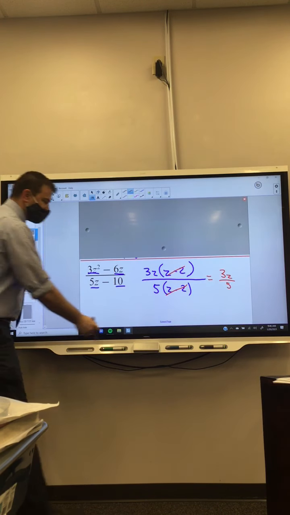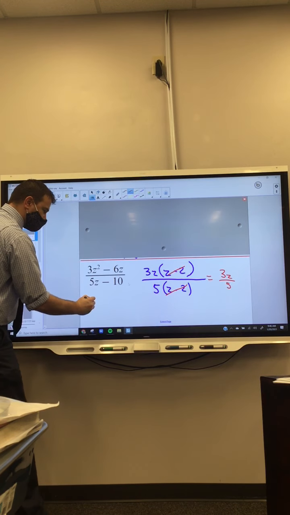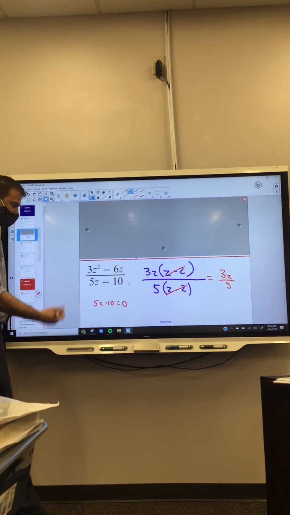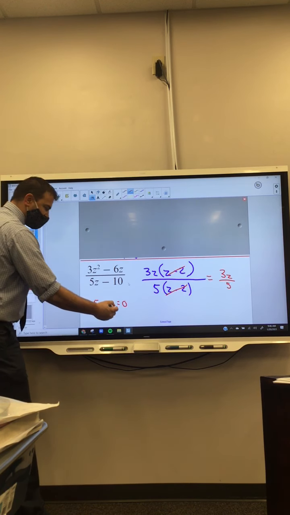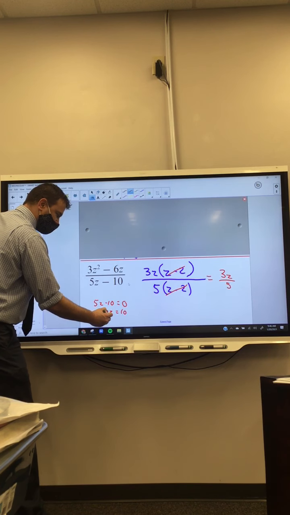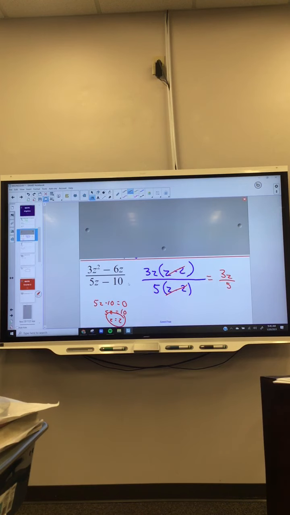And again, let's just test this out, because what we were doing before to find excluded values was we took the denominator and said, well, 5z minus 10 cannot equal 0. So what would make it 0? Add 10 to both sides, you get 5z equals 10. Divide by 5, you'd have z equals 2. And we would have just said, well, you can't plug 2 in here, can you?